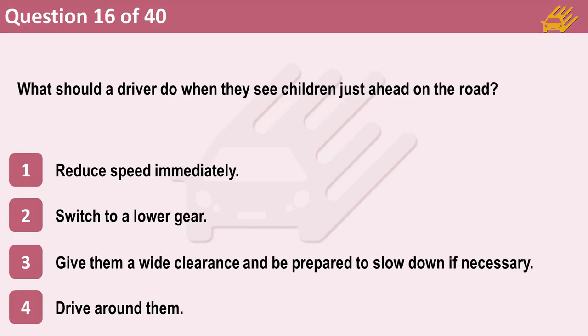What should a driver do when they see children just ahead on the road? 1. Reduce speed immediately. 2. Switch to a lower gear. 3. Give them a wide clearance and be prepared to slow down if necessary. 4. Drive around them.